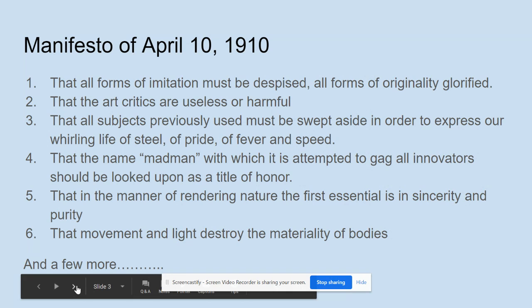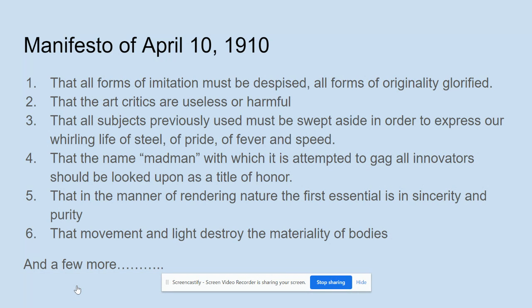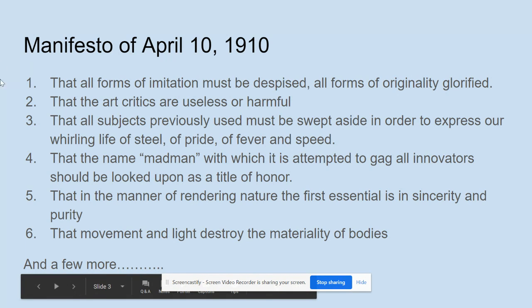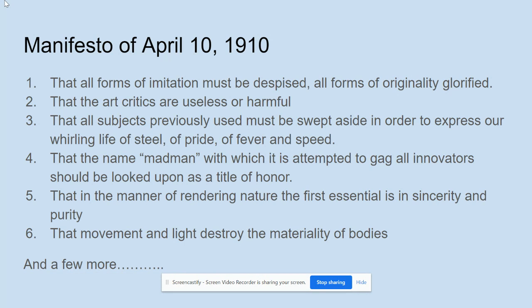All right, so the Futurist artists created what's called a manifesto, and it had all of these rules, and there were a ton of them, but I wanted to just show you a few of them. So these were their rules. So almost like to be in their club and to be a futurist artist, you had to do these things.